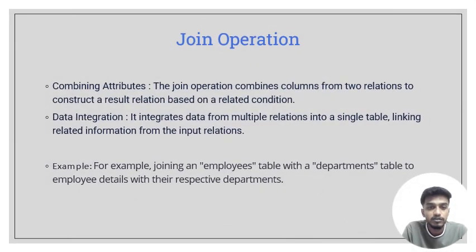Next, we will discuss the join operation, combining attributes. The join operation combines the columns from two relations to construct a result relation based upon a related condition. Data integration: it integrates the data from multiple relations into a single table, linking related information from the input relations. For example, joining the employee table with the department table to get employee details with their respective departments.